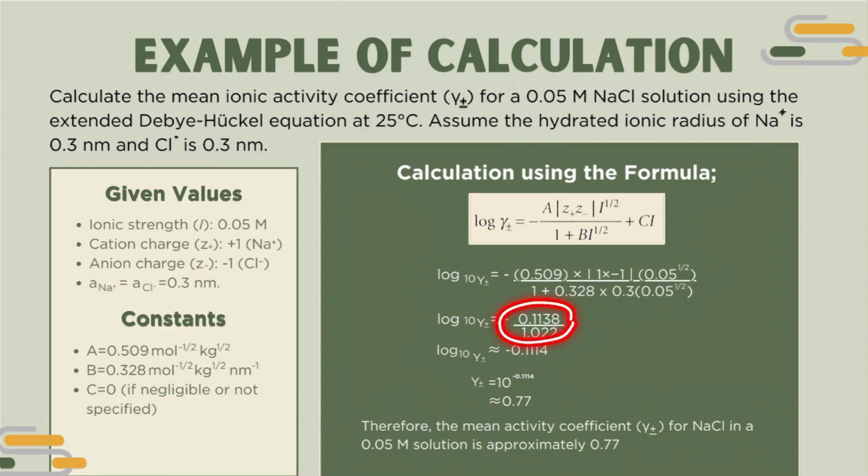So now from here we calculate the estimated value: log gamma plus minus is equal to negative 0.1114. From this value, we can convert it into the gamma plus minus value, which stands for the mean activity coefficient, the one that we are searching for. So gamma plus minus is equal to 10 to the power of negative 0.1114, which is approximately 0.77. Therefore, the mean activity coefficient, gamma plus minus, for sodium chloride in a 0.05 molar solution is approximately 0.77.